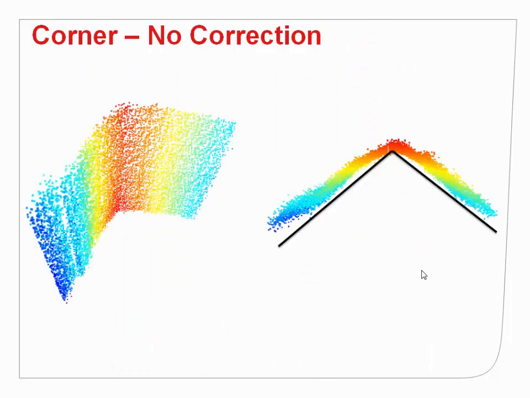Now we do the corner. This is the corner with no correction. The black line is what we should actually measure. This is a three-dimensional point cloud. On your left is an orthogonal view of the corner, and on the right is a bird's eye view of the point cloud. This is a falsely colored image, so the red pixels are further away and the blue pixels are closer. You can see here, because of the interreflections in the corner, you have a smoothed out corner, and it doesn't resolve the corner properly.